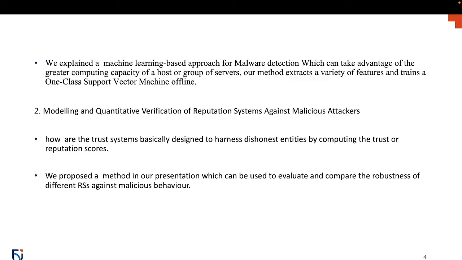Our method extracts a variety of features and trains a one-class support vector machine offline. Due to the restrictions and the limited access given to the client, the process of finding the virus poses different problems, and the model we proposed will be able to solve that. So the trust in machine learning techniques is defined by the classifications that classify the files in order to deal with all the malware attacks in priority.